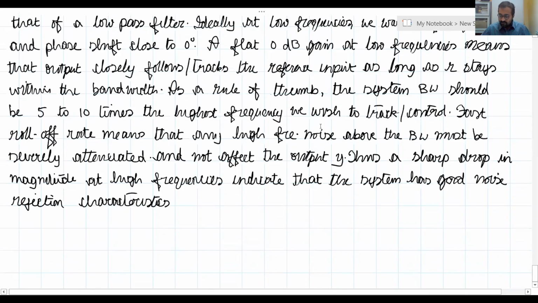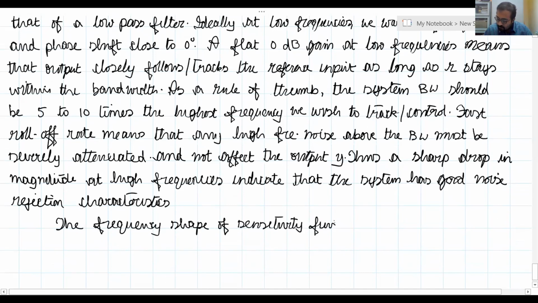For the sensitivity function, the frequency shape of the sensitivity function S of S must be that of a high pass filter.